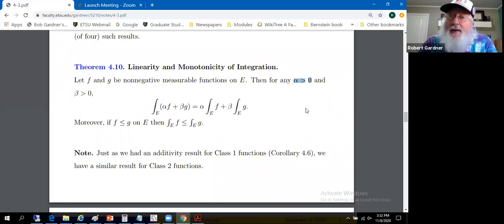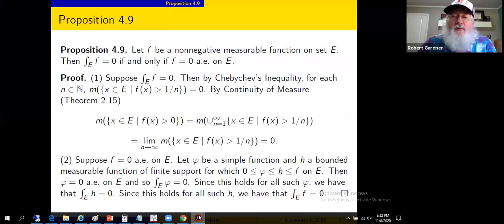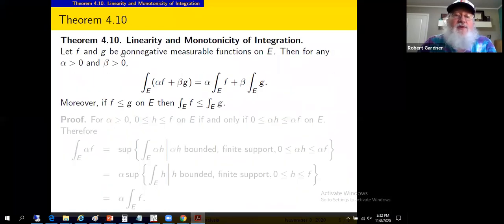This section's about non-negative functions, so in this section, all the functions have got to be non-negative. And let's just go to the proof. The statement is, let f and g be non-negative measurable functions on set E. Then for any alpha greater than 0 and beta greater than 0, the integral of the linear combination of the functions is the linear combination of the integrals. Moreover, the monotonicity part: if f is less than or equal to g on that set, then the integral over that set of f is less than or equal to the integral over that set of g.